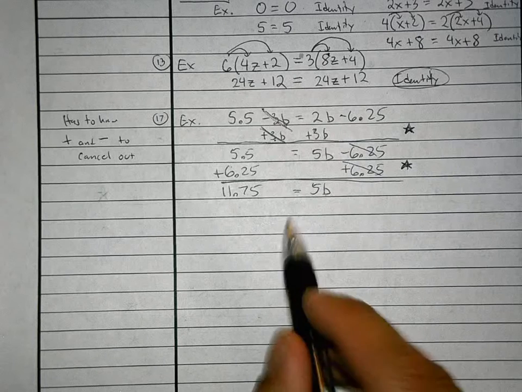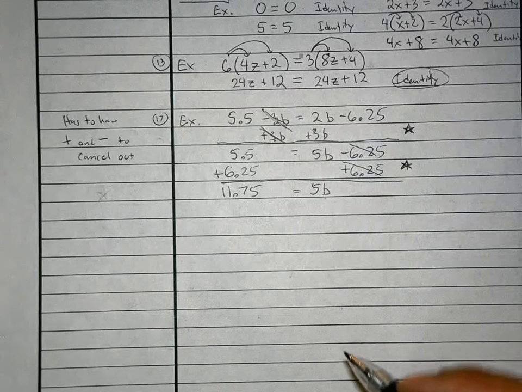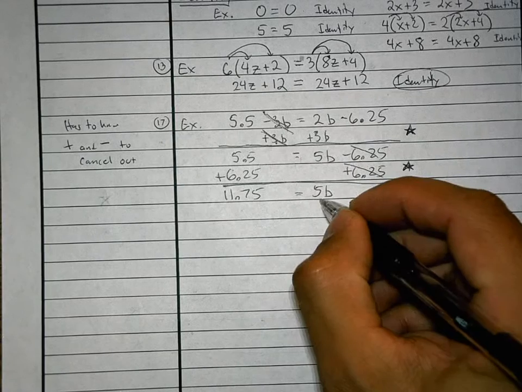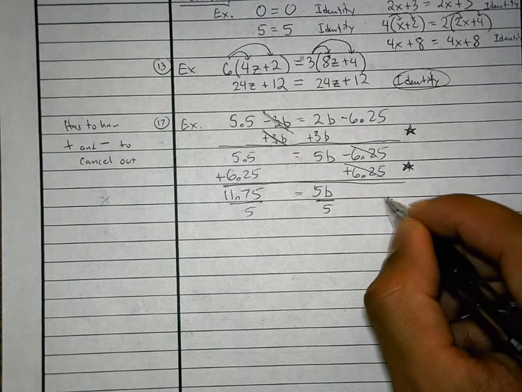Almost done. I almost have the b by itself, but there's something in front of it that I need to move. Ray, what am I going to do next? Or last? Divide both sides by 5. I agree. I'm going to put a little star because whatever we do to one side, we do to the other.